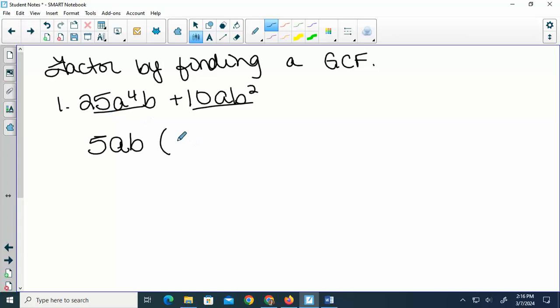So 25 divided by 5 is 5. We had 4 a's, we took out 1, so that leaves 3. We had 1 b, we took it out, so no more b's. 10 divided by 5 is 2. We had an a, we took it out, so that's gone. We had 2 b's, we took out 1. And that would be our final answer.